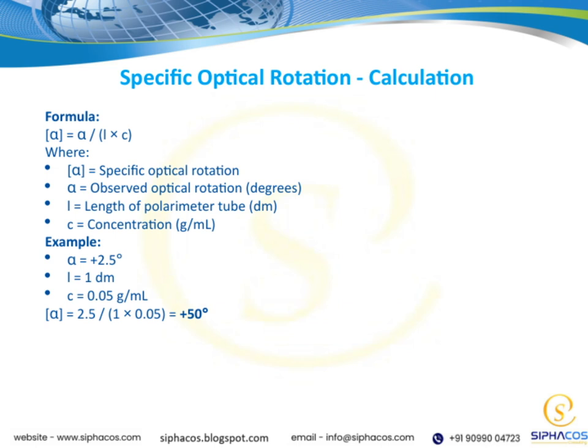This calculation is key because it allows us to compare the optical activity of different substances under standardized conditions, regardless of the sample size or concentration. Remember, understanding how to compute the specific optical rotation helps us analyze and compare chiral compounds more accurately. It's a fundamental concept that ties into the overall theme of measuring and interpreting optical activity in stereochemistry.